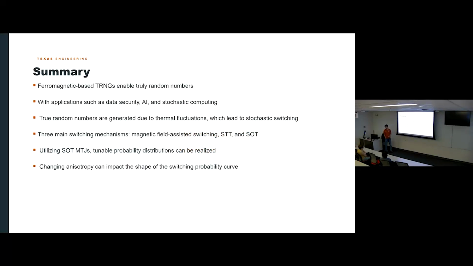And then here's a quick summary of all I talked about. We need true random numbers for higher encryption and data security. And we use SOT, spin transfer torque, and applied field as the main mechanisms for this. And then changing anisotropy, as I saw from that, can change the switching probability curve.